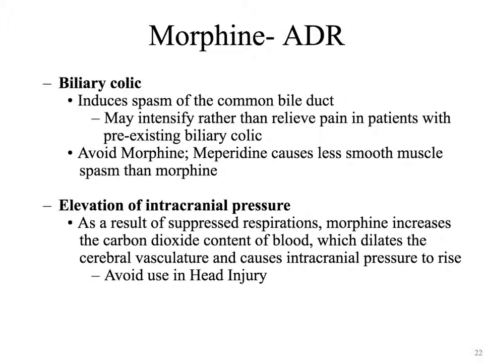So biliary colic is when you have spasms of the biliary tract or the common bile duct, which causes a lot of pain. If you have someone who's got nausea and vomiting and a lot of pain, and you think it might be gallbladder, which is what the biliary duct goes to, then you want to avoid morphine. We give them another pain reliever like Demerol or meperidine. If you give them morphine and their pain gets worse, that might be an indicator that they have biliary colic. You might call the physician and order something else.